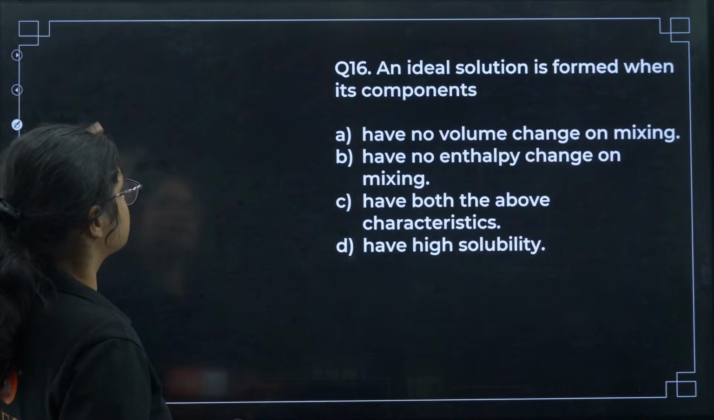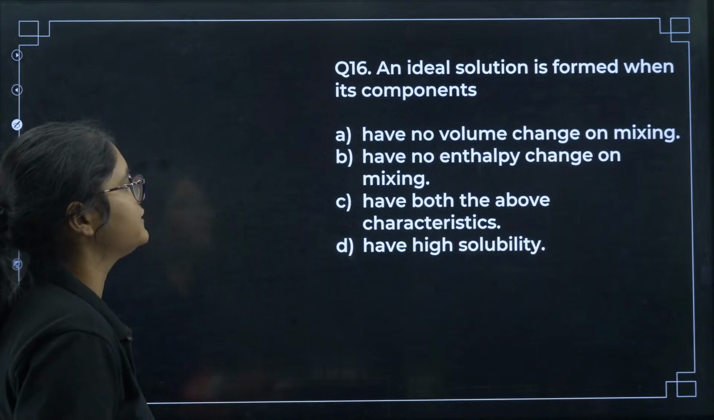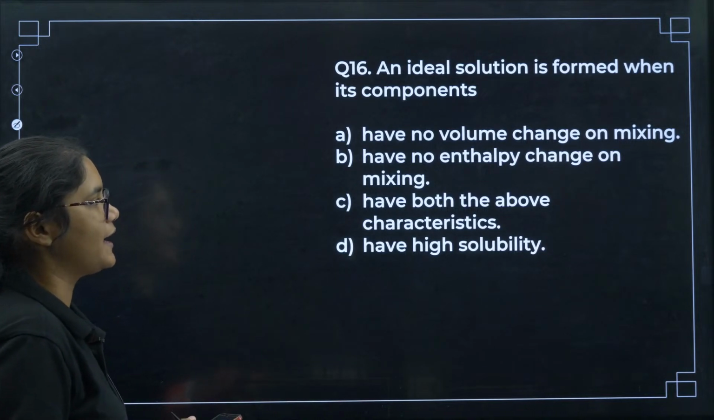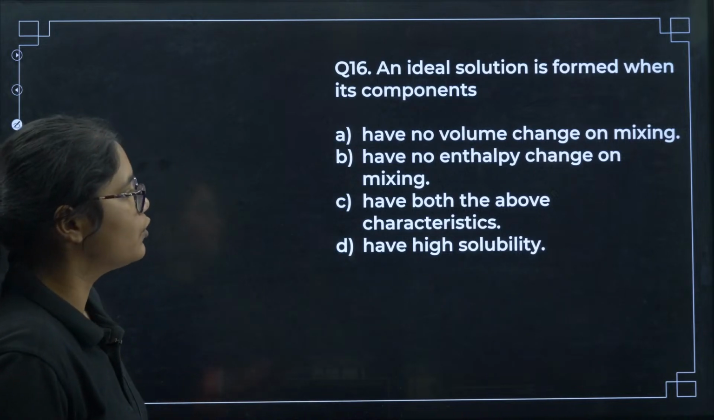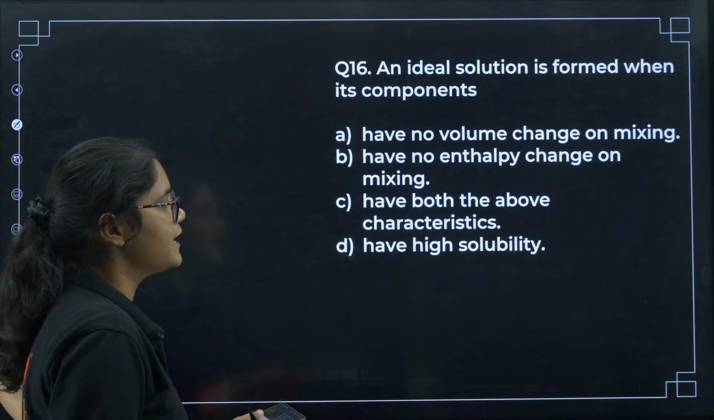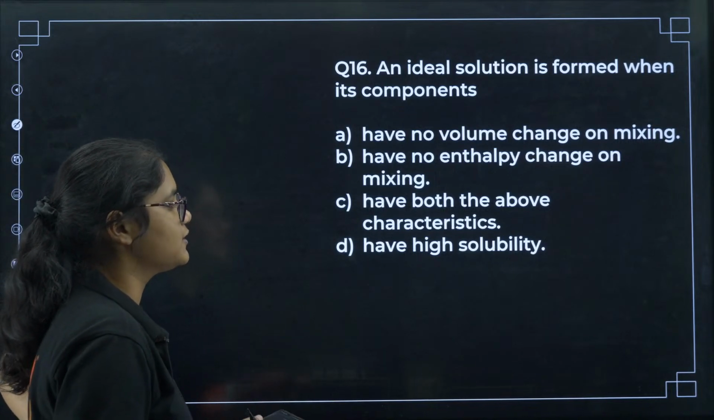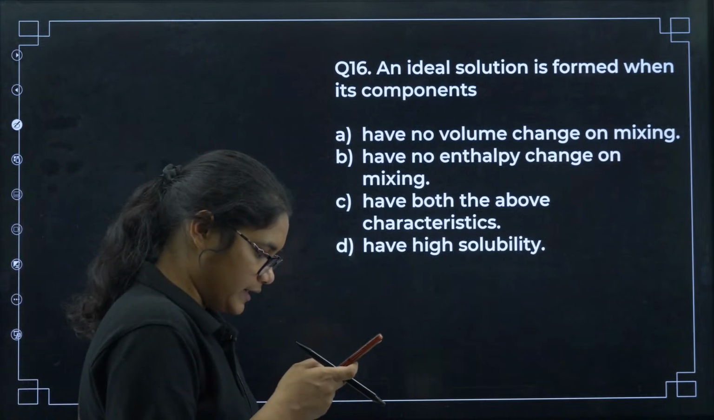Next question number 16. An ideal solution is formed when its components have no volume change on mixing, have no enthalpy change on mixing, have both the above characteristics, or have high solubility. This is also a very direct question.